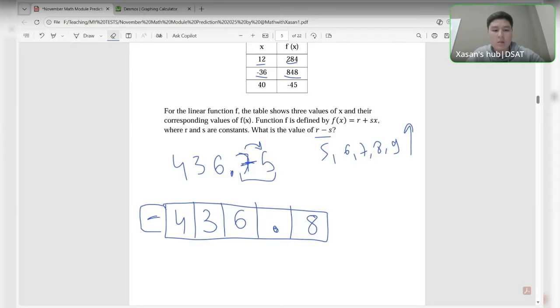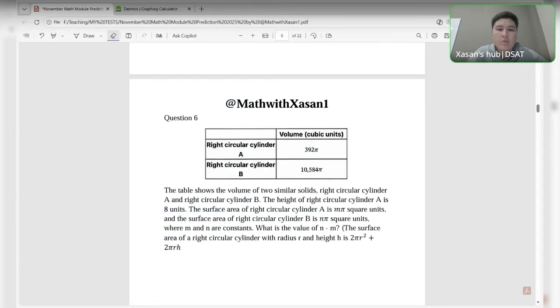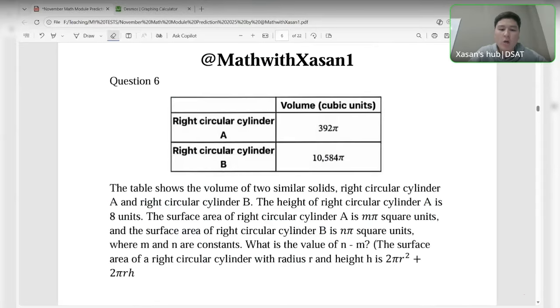Now let me delete this thing. And then we have question 6, the most common geometry question. For me, I'm all the time fed up explaining this kind of question. I don't know why. But still we're having this question. So guys, let's solve. I guess we can start now, right?